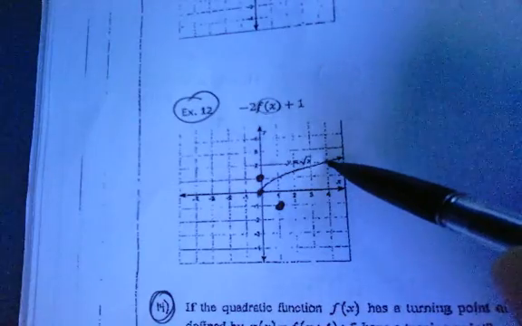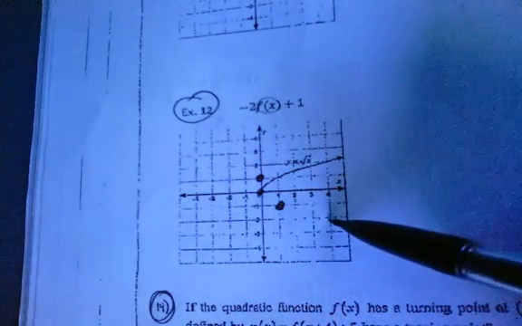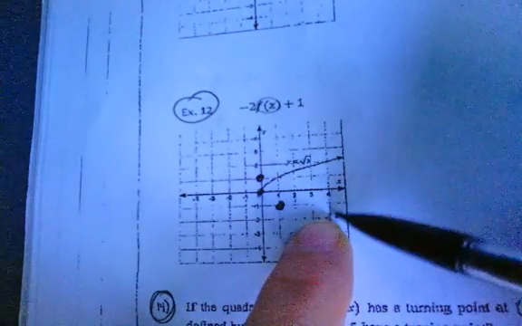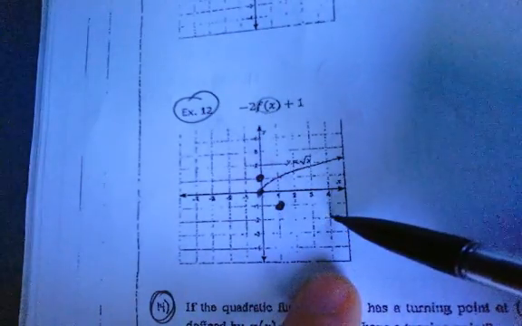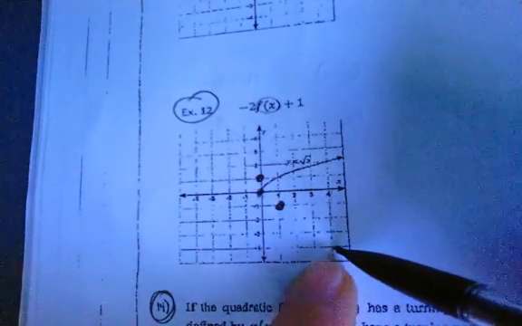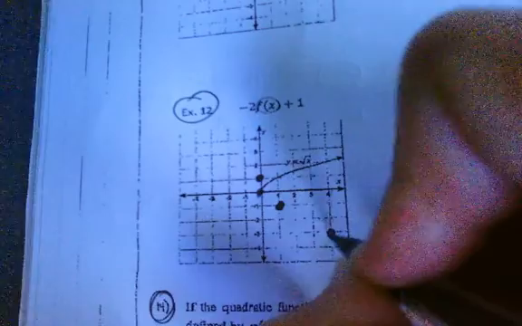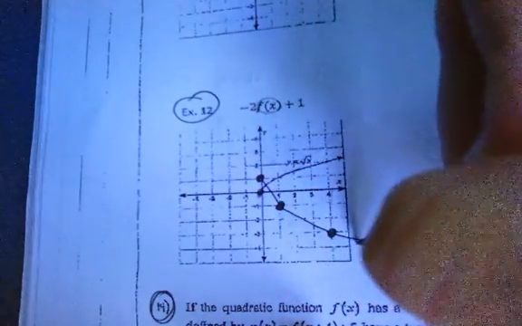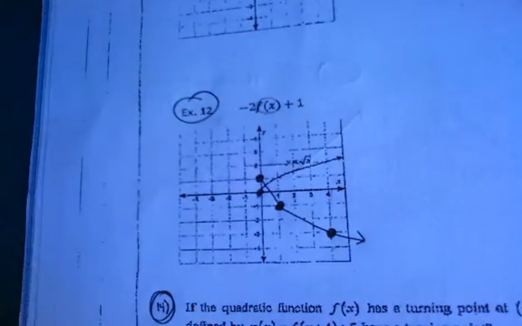This one flips, so it's 2 above, flips to 2 below. It's a stretch by 2, so it's already 2 units below. Double that, it's going to be 4 units below. And then shifted up 1 is going to put it right there. So you can definitely see the upside down flip. You can see a little bit that it got a little bit steeper. That's where the stretch is coming in.